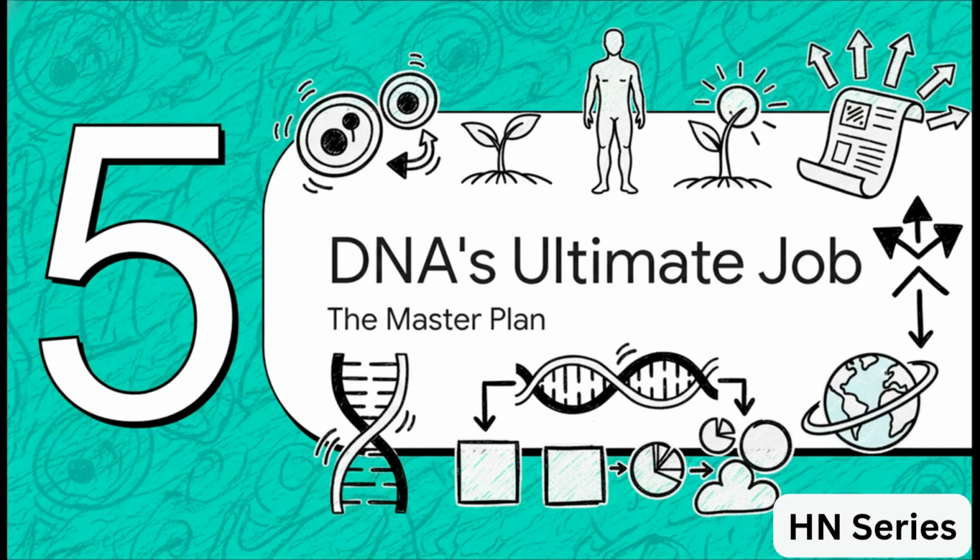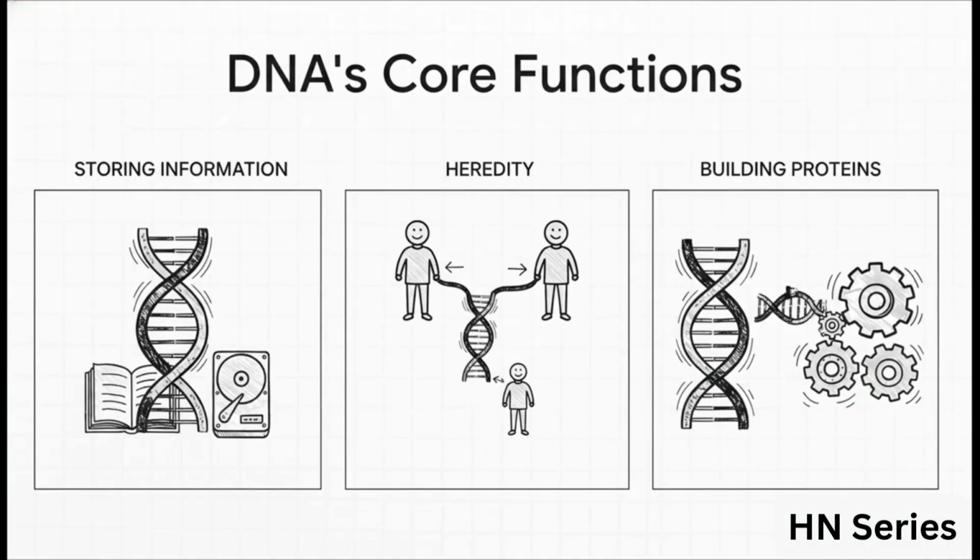Okay, so for our last section, Section 5, let's pull the camera way back. We've seen the structure, the code, the copying, but what's it all for? What is DNA's ultimate job? Let's see the master plan in action. It really boils down to three main jobs. First, storing information. We've talked about that. It's the blueprint. Second, passing that information on. That's heredity, why you might have your mom's eyes.